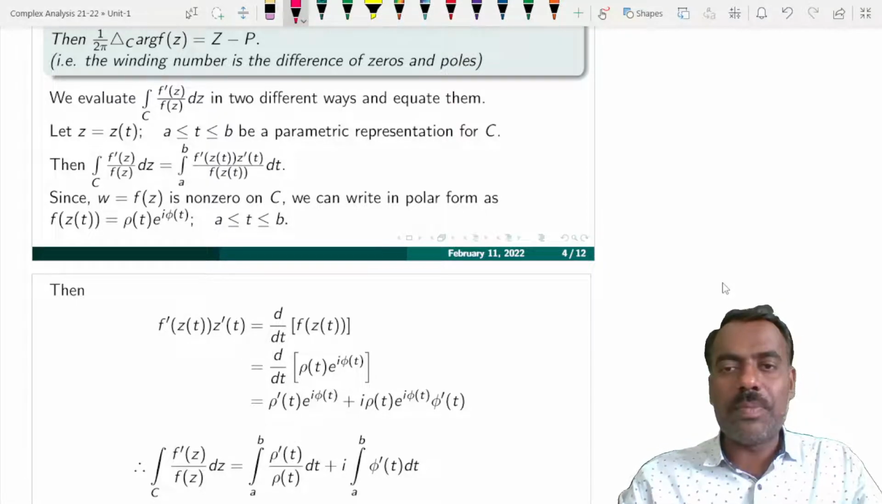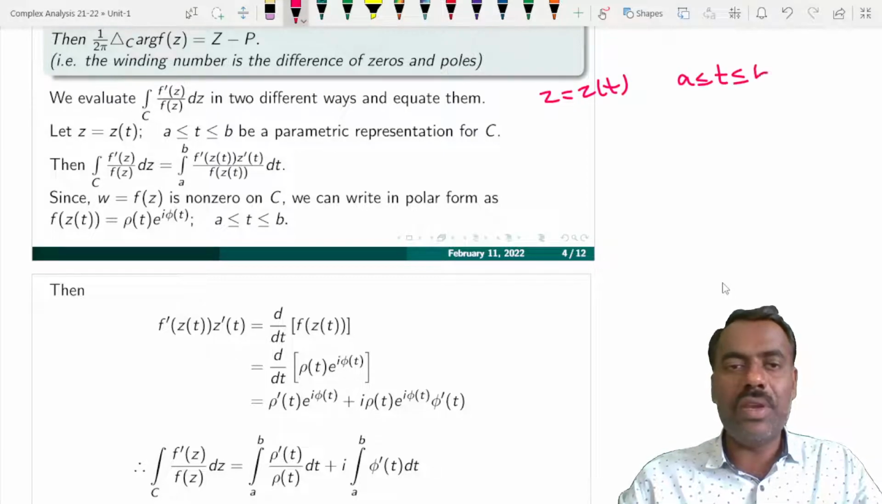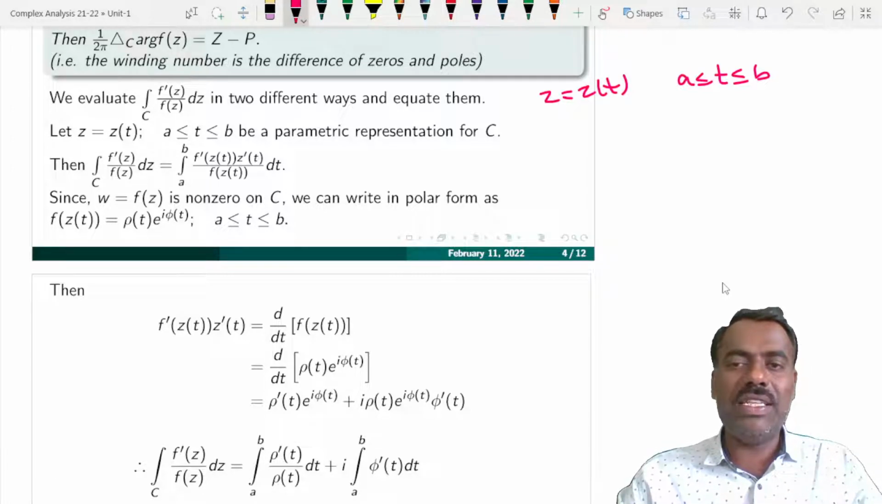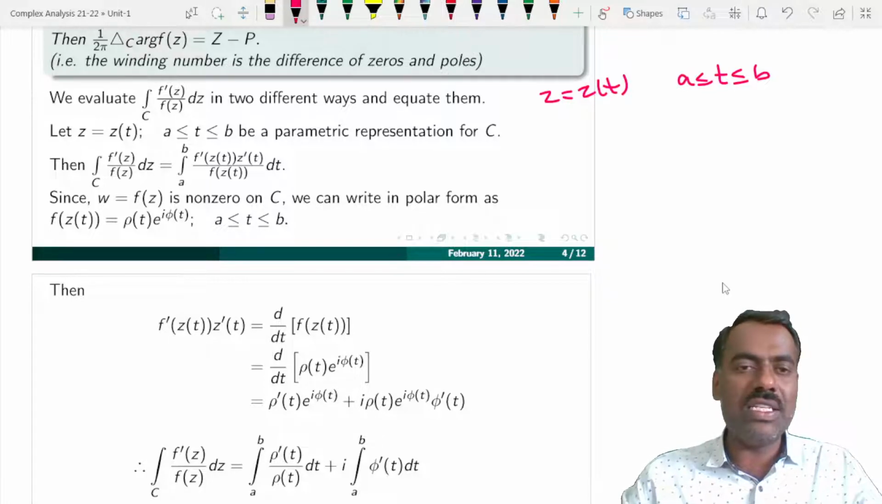The first one is very simple. Take z equal to z of t, where t is the parameterization from a to b. Then simply simplify this. I don't want to write that. f dash of z by f of z is nothing but f dash of z of t into z dash of t by f of z of t dt, where t is from a to b.